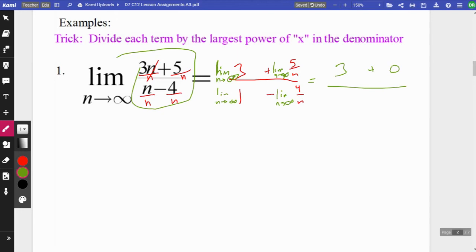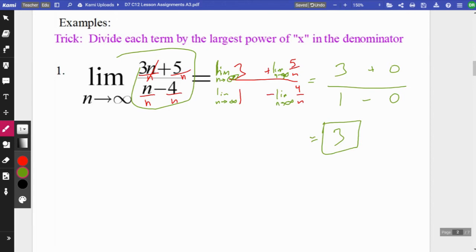And on the bottom, limit as n approaches infinity of 1. There's no n to plug it into, so 1. Minus limit as n approaches infinity of 4 over n. Same deal. Really big number on the bottom. 4 divided by a really big number is going to be close to 0, and then you plug in an even bigger number, closer to 0. So really, this whole limit just turns into 3 over 1, or just 3.